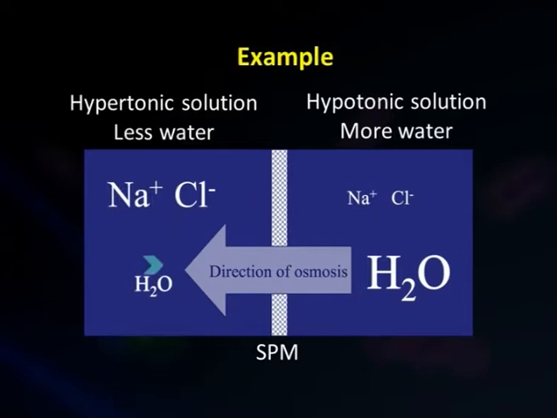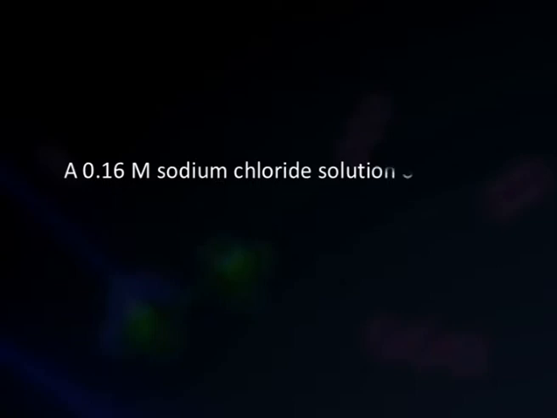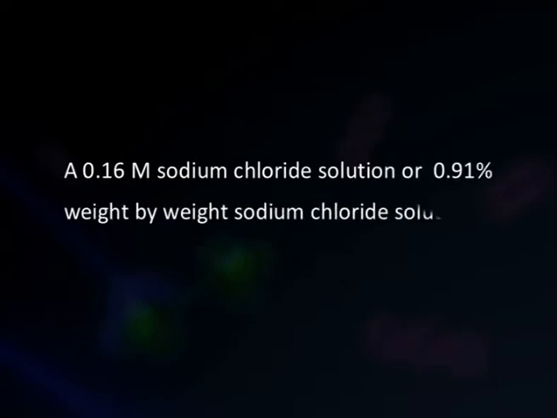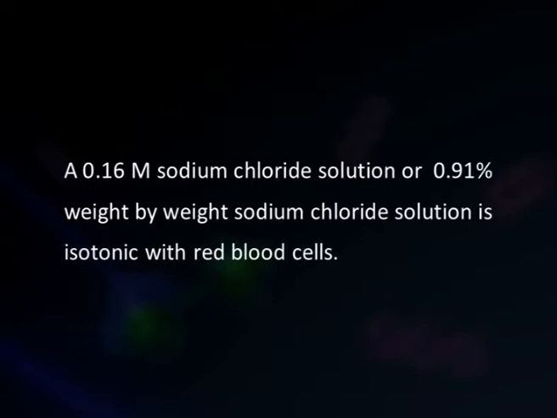Here the concentration of solvent is lesser than the concentration of solute. In this case, solvent molecules will flow from hypotonic solution to hypertonic solution through a semi-permeable membrane. If the red blood cell is placed in 5% sodium chloride solution, which is a hypertonic medium, the water will flow out of the cell and the cell will shrink. Actually, 0.16 molar sodium chloride solution or 0.91% weight by weight sodium chloride solution is isotonic with red blood cells.